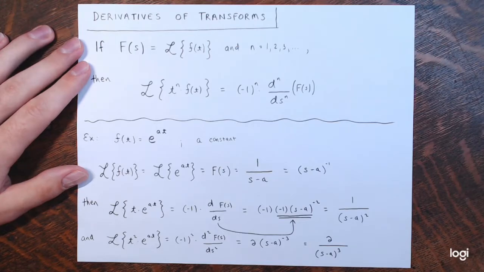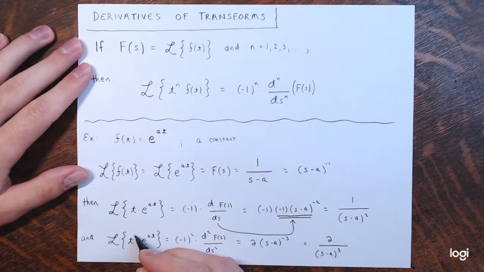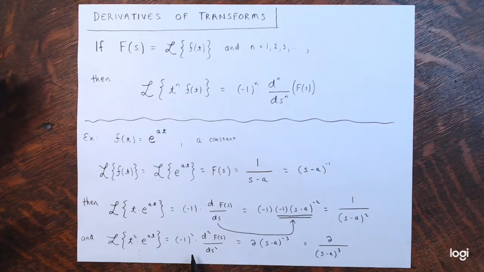Great. And again, you could keep going with this. The Laplace transform of t cubed times e to the at would be negative 1 cubed times the third derivative of F of s, and so on.